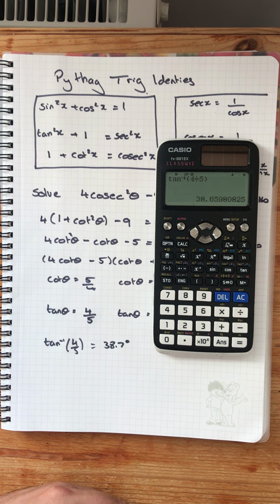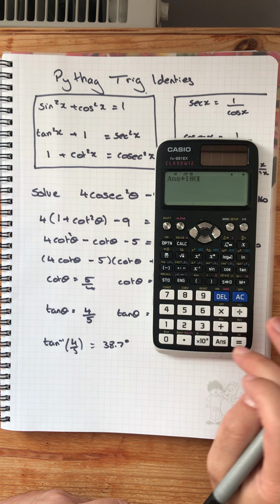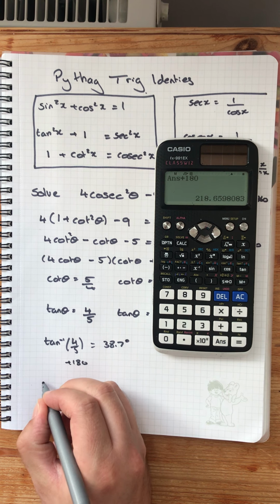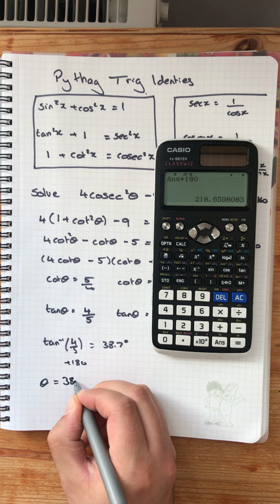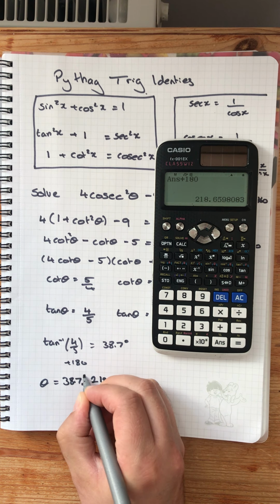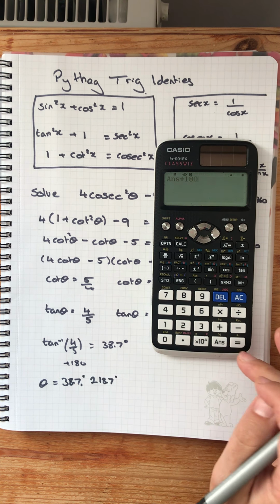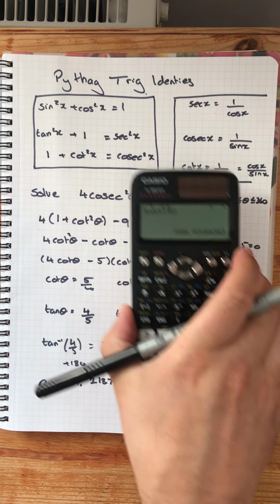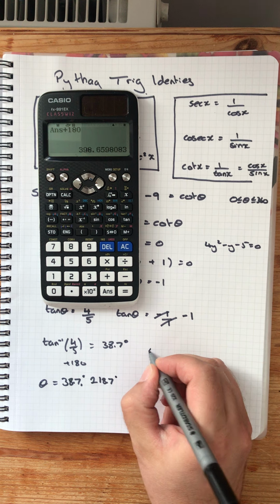And it's a tan question, so I want to think about the pattern of getting more results. And tan's the nice one, you just keep adding 180s. So I'll add 180 to that, and I'll get another answer. So theta is going to be 38.7 and 218.7 degrees. Obviously if I add another 180 to it, I go beyond the 360 that I wanted. But I do have that second equation to solve.